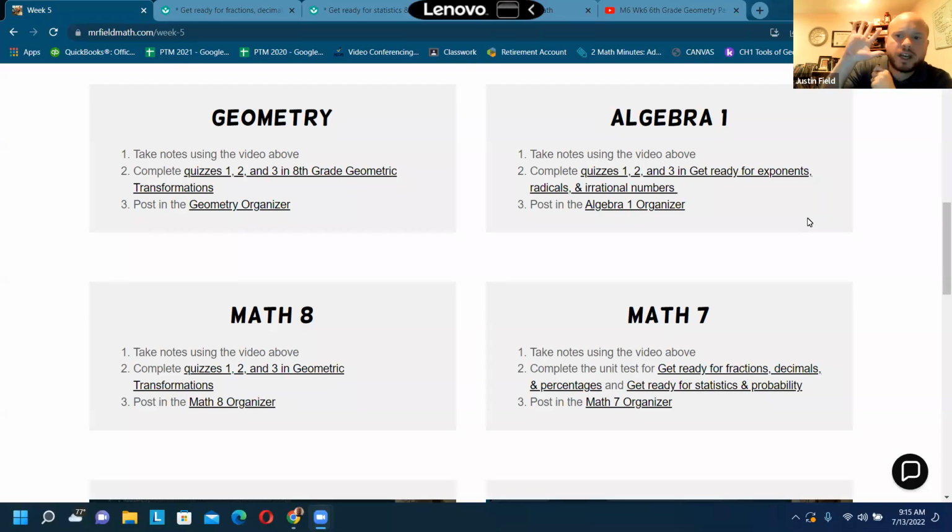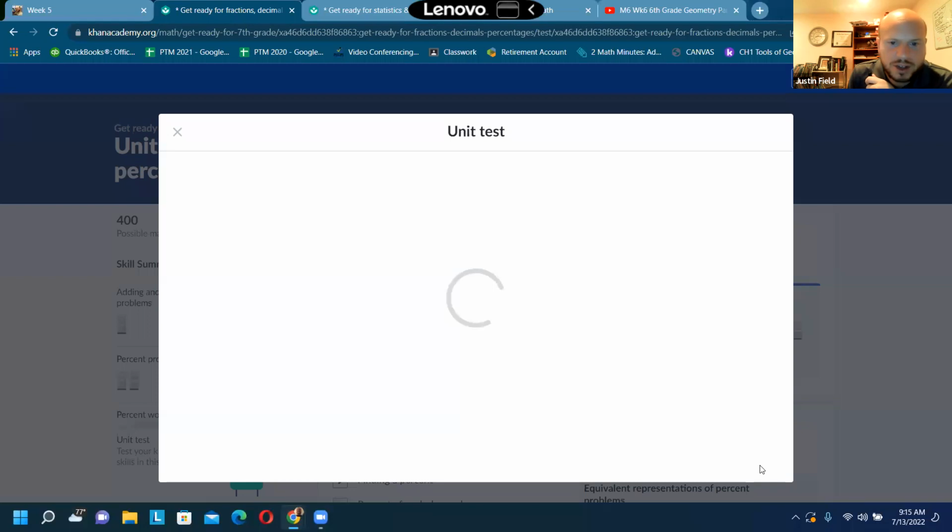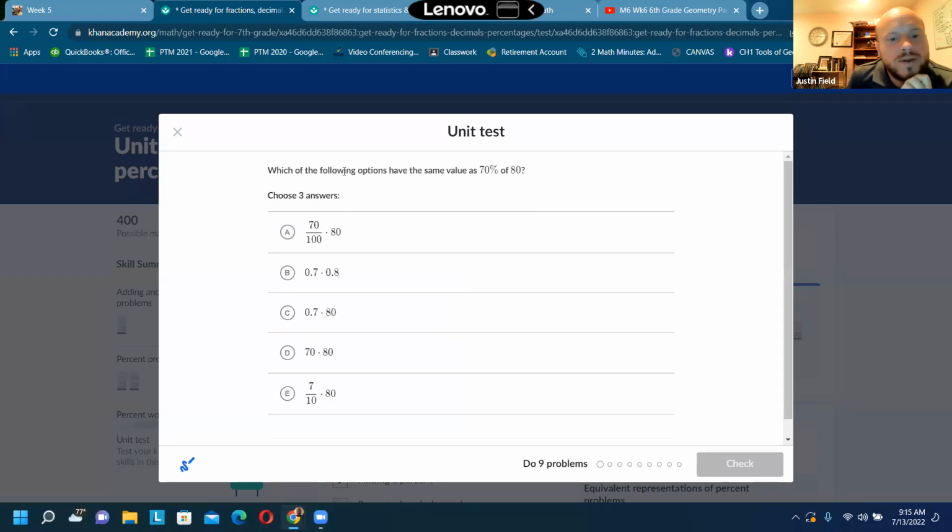Math 7, week 5. We're going to do the unit test for getting ready for fractions, decimals, and percentages, and the unit test for getting ready for statistics and probability. You ready? Let's go. Which of the following options have the same value as 70% of 80?